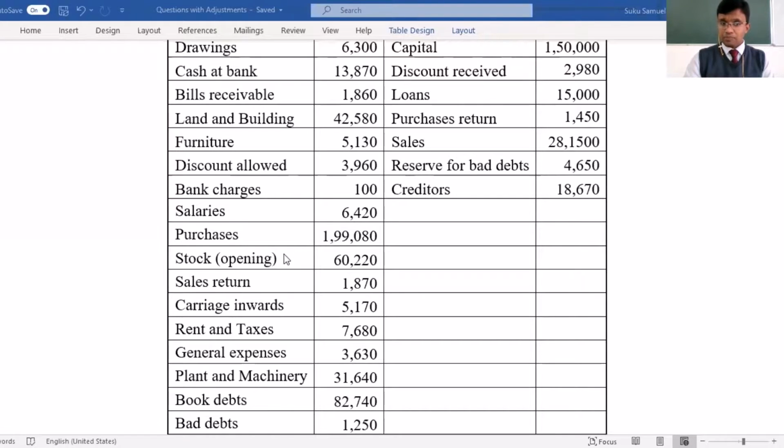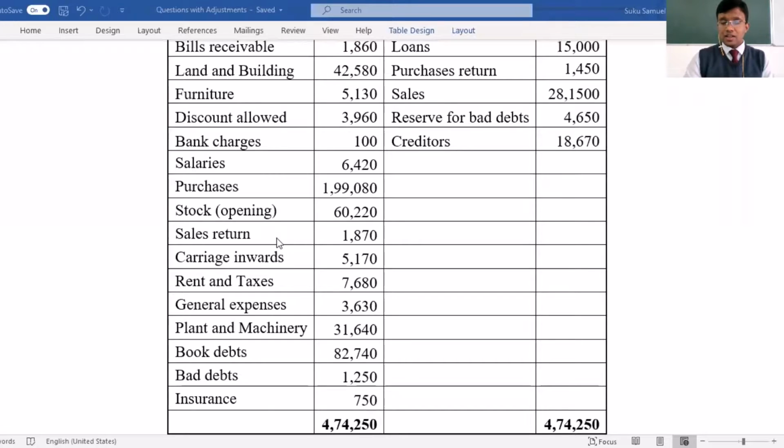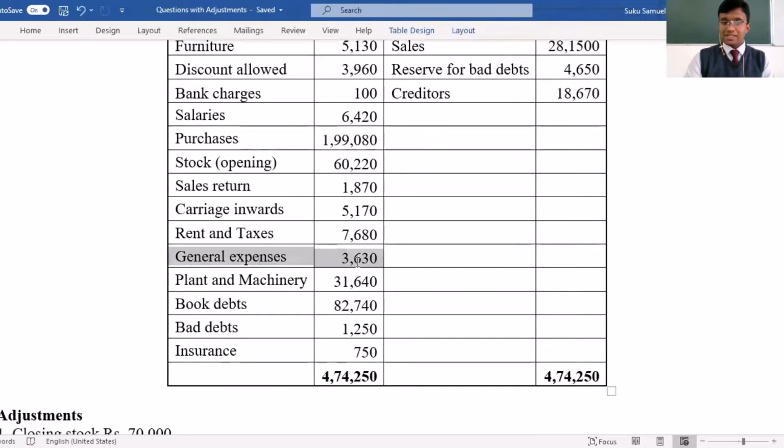Purchases, trading account. Opening stock, trading account. Sales return, trading account. Carriage inward, direct expense, trading account. Rent and taxes, indirect expense, profit and loss account. General expenses, indirect expense, profit and loss account. Plant and machinery, fixed asset, balance sheet. Book debts is another name for debtors. This will go as a current asset into your balance sheet.